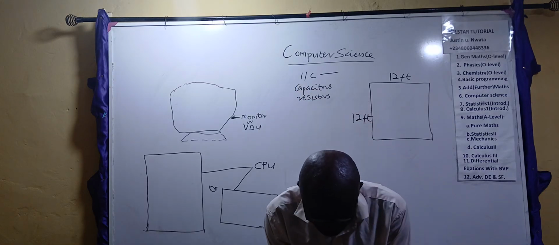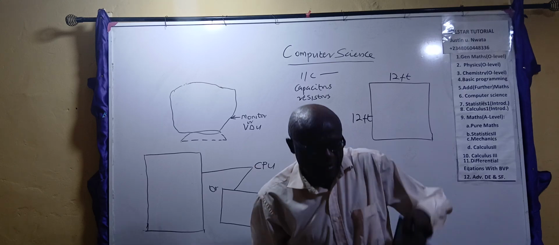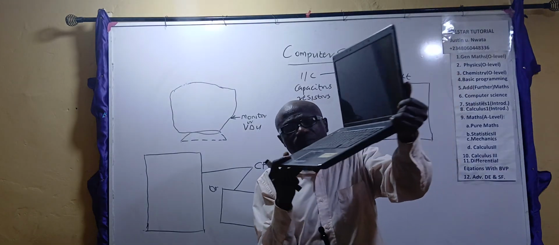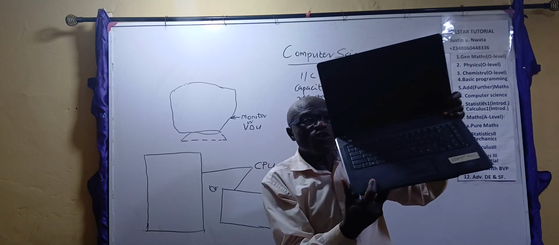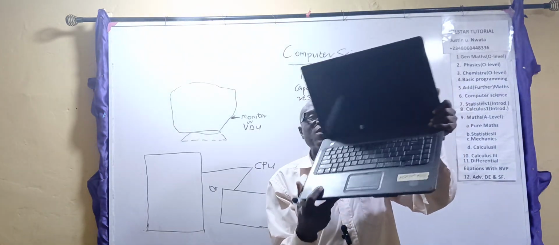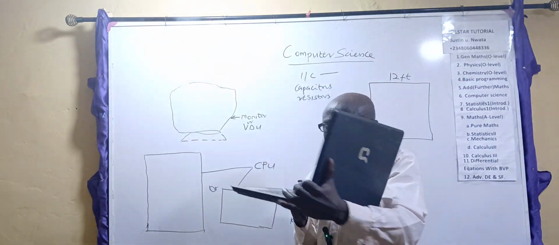Then we came to the era of the laptop, which is very common. That's the one we met. You can see the laptop. This is the laptop. It comes in different forms, models and sizes made by different companies. What I'm holding here is a Compaq. The company called Compaq did this one.